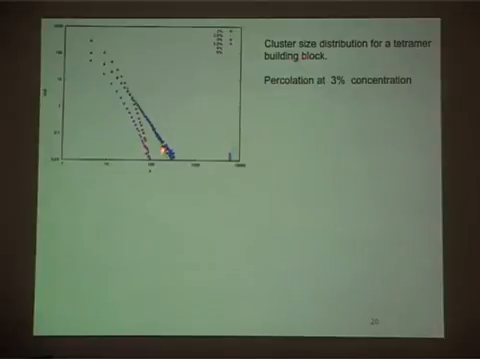Again, you can see that there is a power law. This is again the cluster size distribution, and you can see this blue line, which is a power law, which happens at 3% now, which happened at 3.5% in the case of trimers. When you go to tetramers, you have it happening at 3%. So larger segments means the percolation happens at a lower concentration.